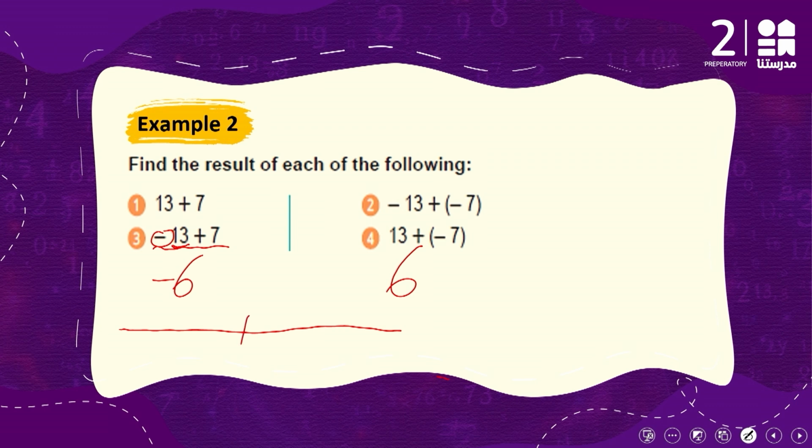Here you have 0. Let's jump to negative 13. If you need to add 7, it means you will go to the right side. If you move 7 steps to the right, you will not reach 0, as we add 7 to negative 13, which is less than 13 steps. So that's why the answer is still negative, as the negative number here is more than the positive one.